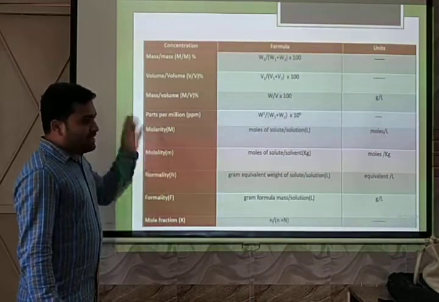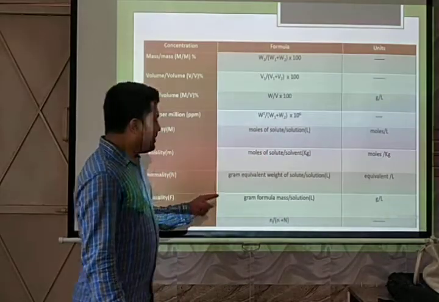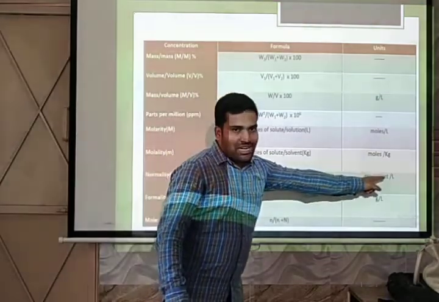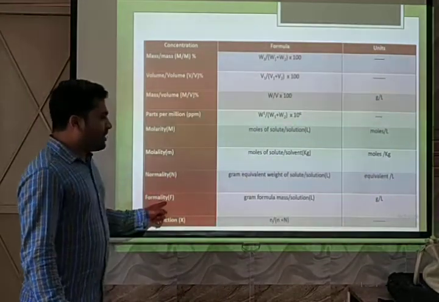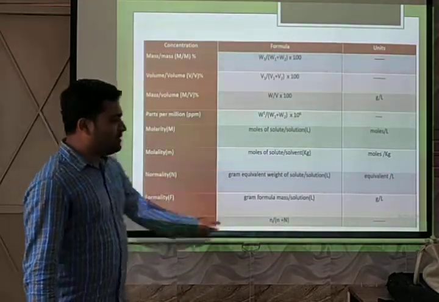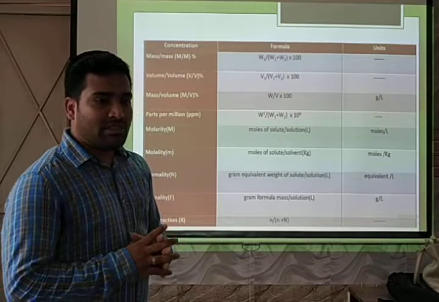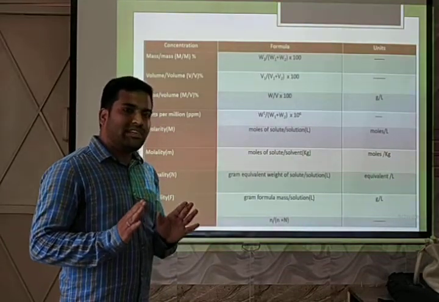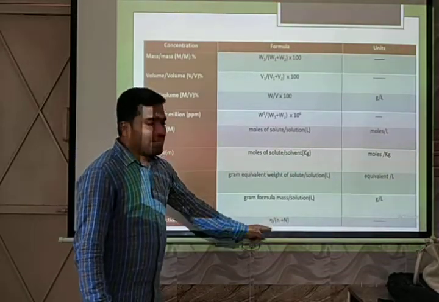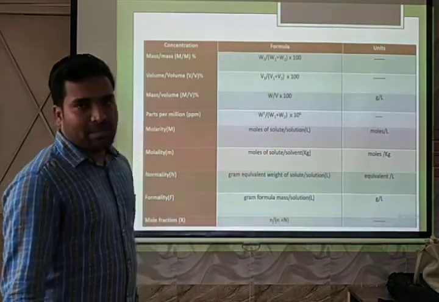Next, normality is similar to molarity, but here we have a difference. Here it is the gram equivalent weight of solute dissolved in 1 liter of solution. That's why its unit is equivalent mass divided by liter. Next, formality: gram formula mass divided by 1 liter of solution. Next, mole fraction. Mole fraction does not explain the concentration of the total solution. It gives information regarding only one component, either solute or solvent. For that, n divided by n plus capital N. Here small n represents solute and capital N represents solvent.